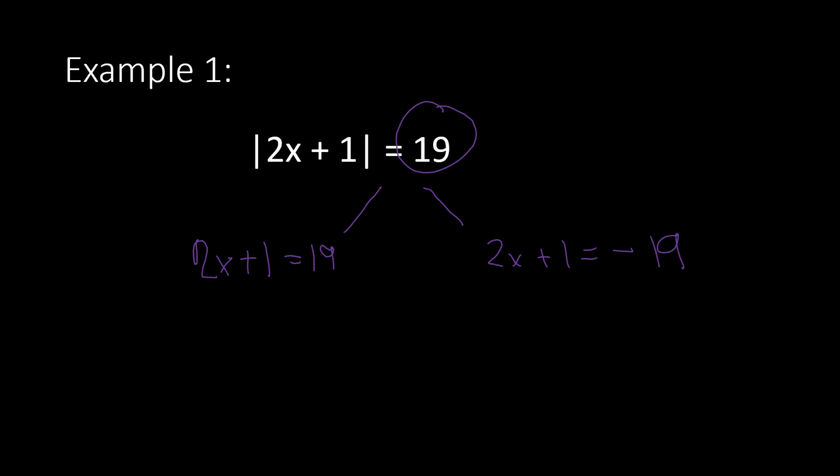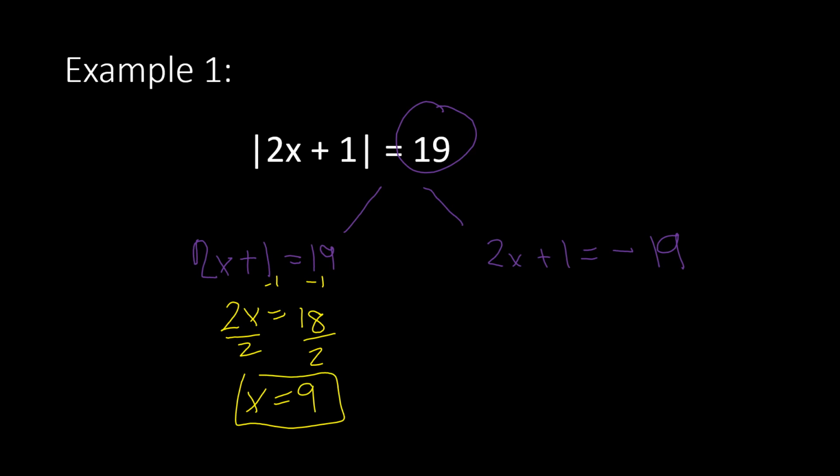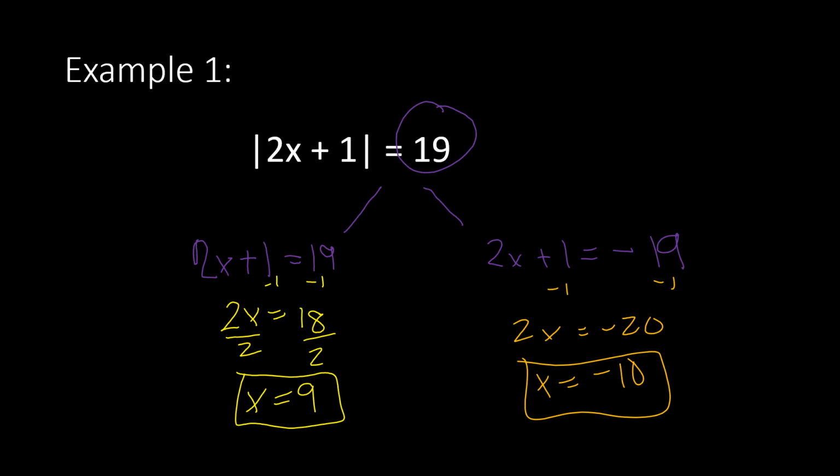You're going to have to solve for two x's because that will be the absolute value. So we'll have 2x equals, and we subtract 1 on both sides, and you get 2x equals 18. You divide by 2, and you finally get x equals 9 as your first answer. Now let's see the other side, and we can subtract 1. We get 2x equals negative 20, x equals negative 10. Then these two will be our answers.